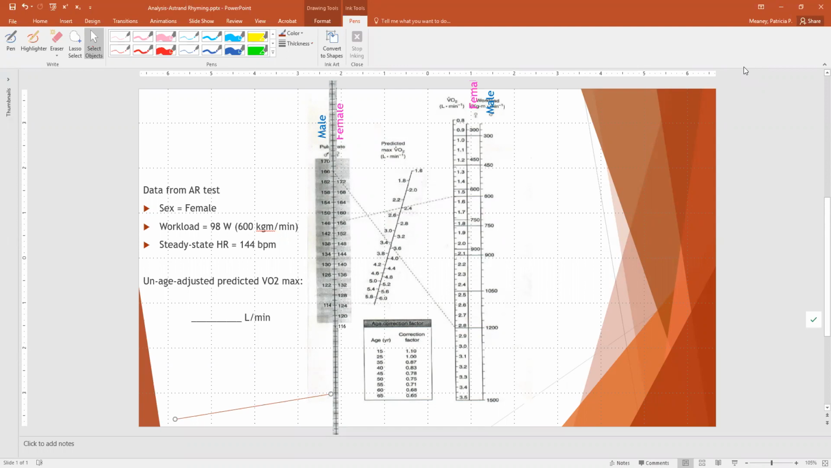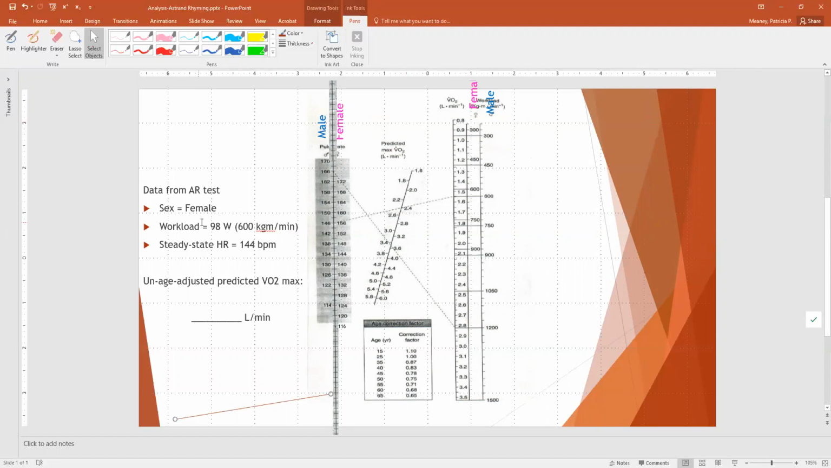Because we had a conditioned female participating in this test, we set the workload or the resistance on the bike to 98 watts, which is the equivalent of 600 kilogram meters per minute. And the conversion factor to go between watts and kilogram meters per minute is 6.12 kilogram meters per minute in every 1 watt.